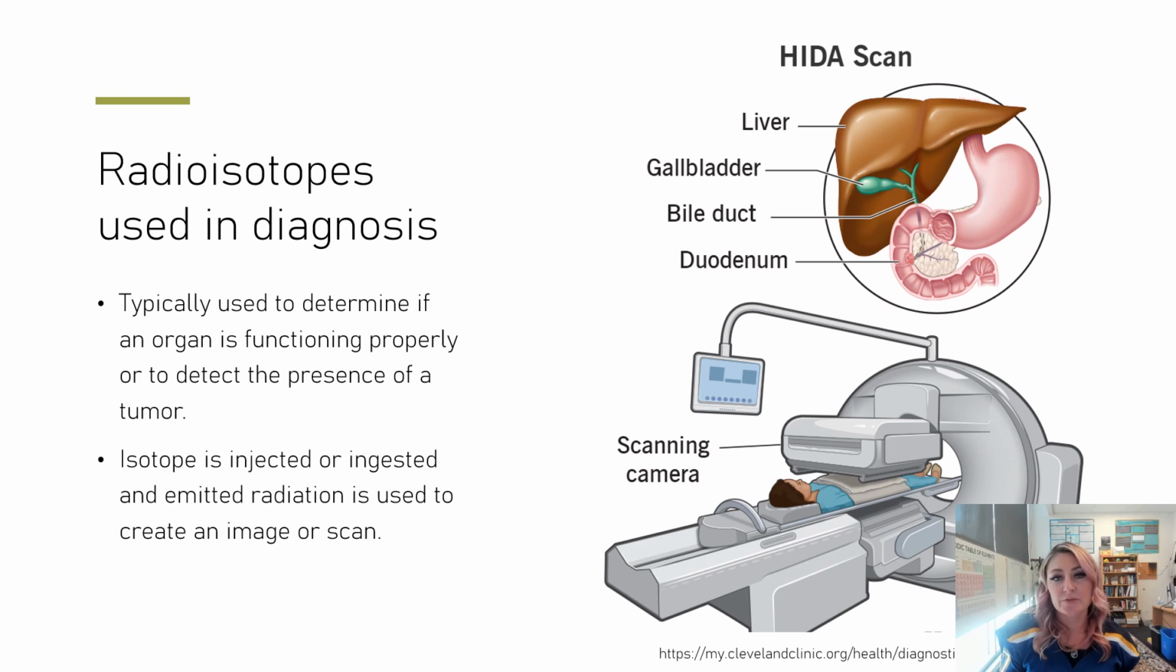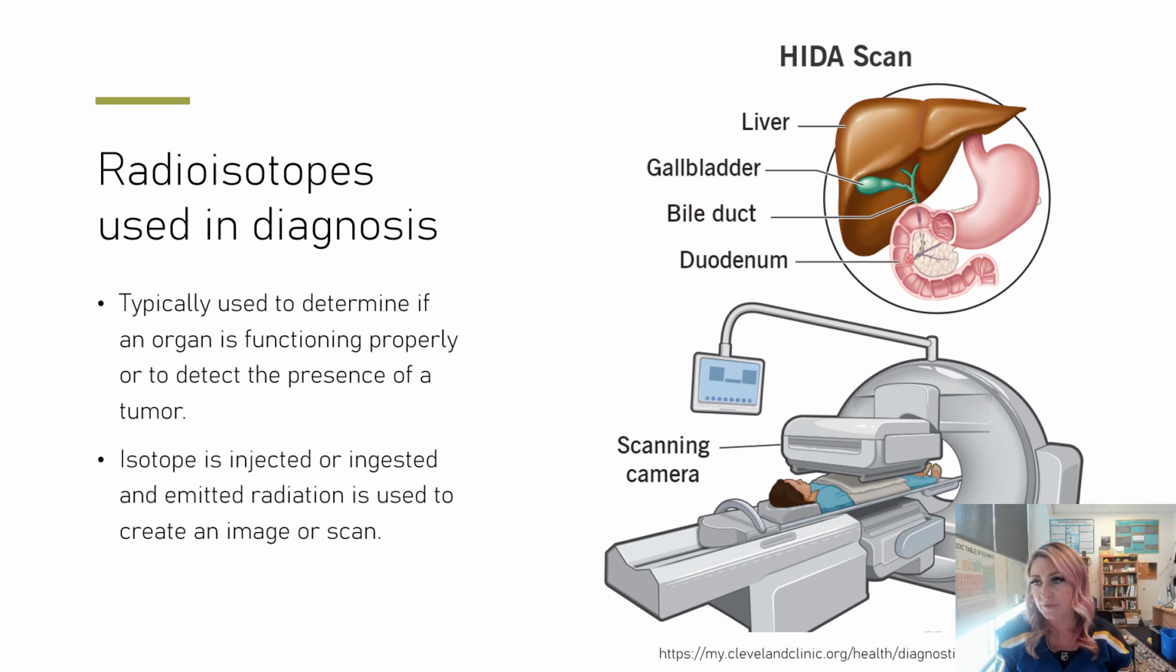When we are giving radioisotopes to use in diagnosis, what doctors are looking for is to find out if an organ is functioning properly, or we're looking to detect the presence of a tumor. To get that radioisotope into your patients, it will either be injected through an IV or ingested by mouth, and the radiation that's emitted is then used to create an image or a scan.